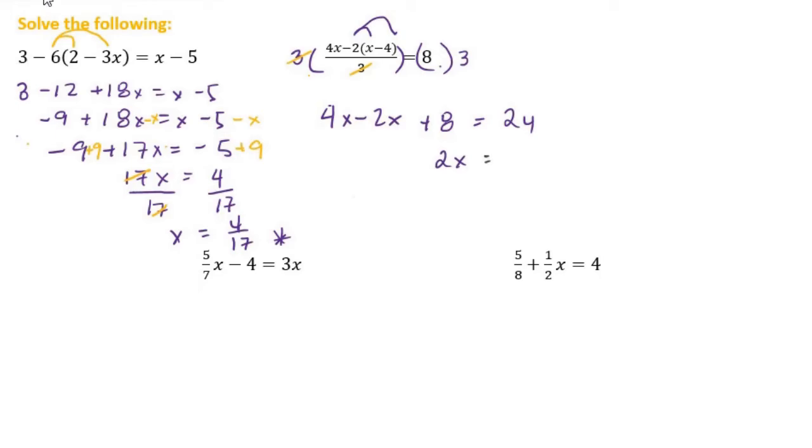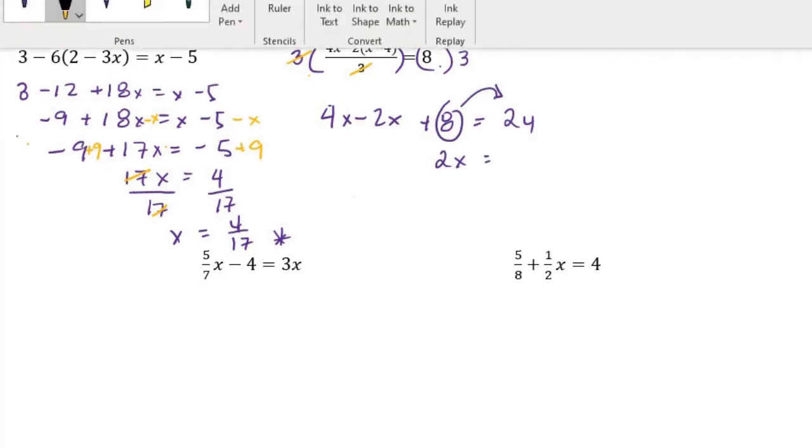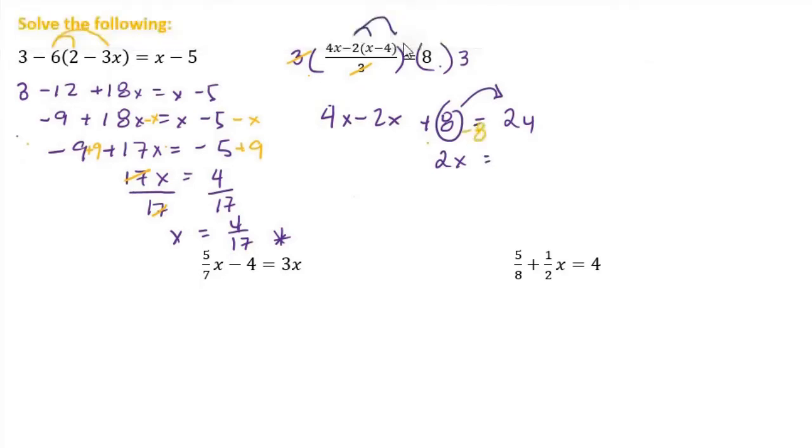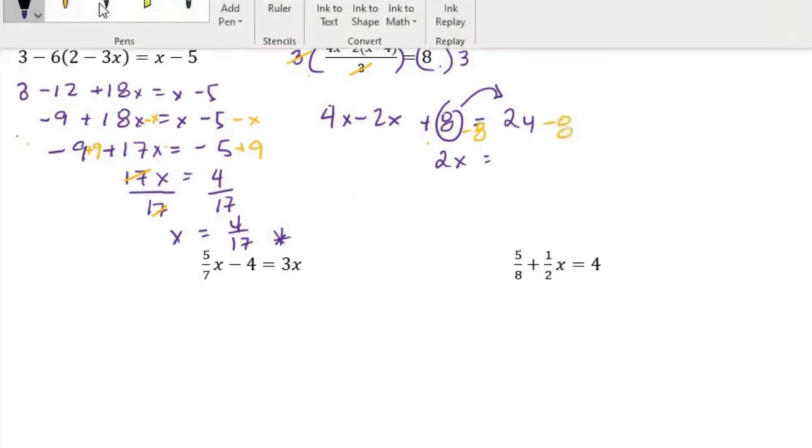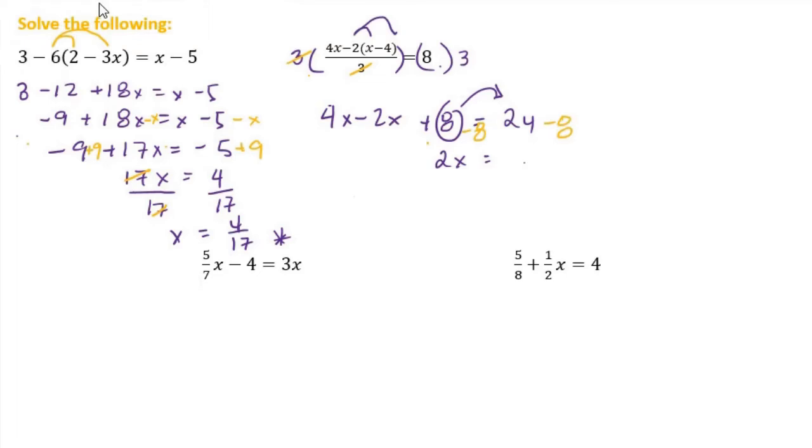And I think in the same step, I'm going to move the 8 over to the right-hand side. How do I move it? Well, because it's positive 8 on the left, I'm going to subtract 8 from both sides. That leaves me with 2x is equal to 24 minus 8, or 2x is equal to 16.